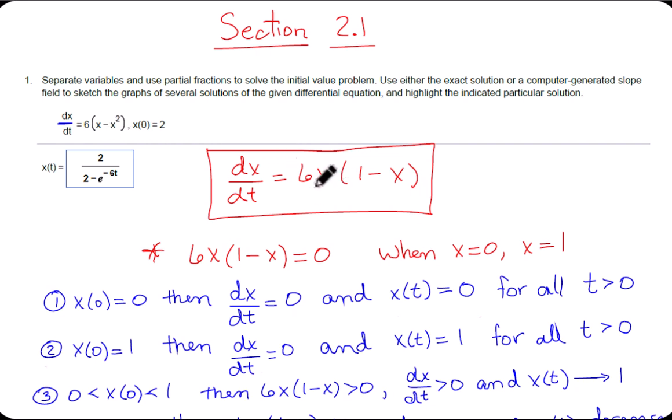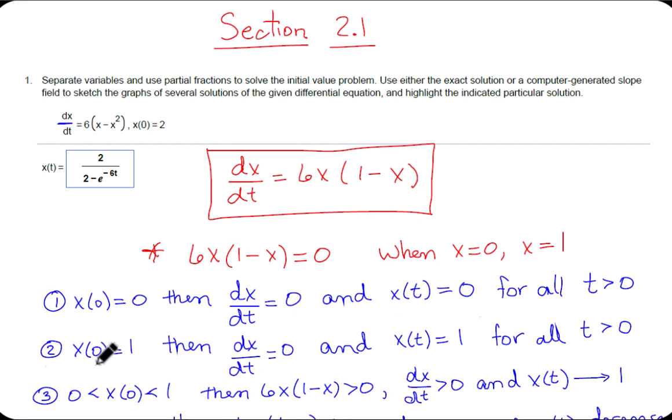I can factor an x out, which means that this right-hand side could be 0. Well, when is it 0? It's 0 when x is 0 or x is 1. Let's see, what does that mean? So if our initial condition x of 0 is 0, that would mean that the derivative is 0, and if the derivative is 0, then we started off at 0 and our solution will remain 0 for all time.